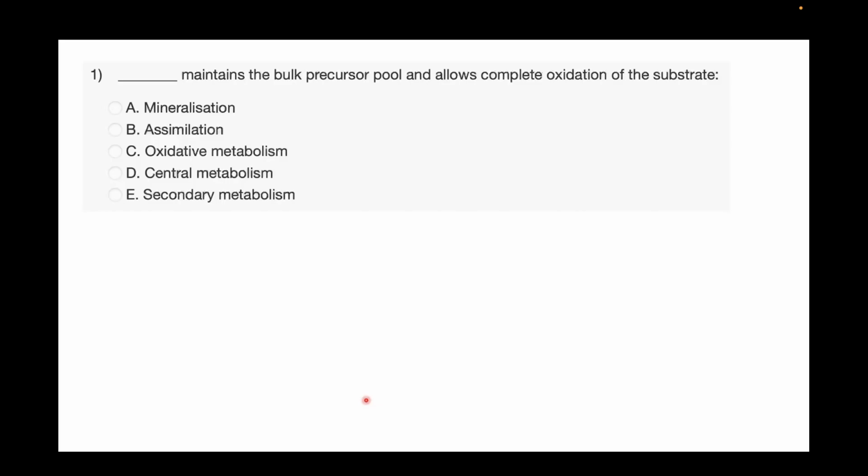Okay, I think it's time for coming back to this question to find out what is the correct answer. Let us check the chat box for what are the answers students have posted. Ashwini says option D. Okay. So the question is, which of these processes maintains the bulk precursor and allows complete oxidation of the substrate? Correct answer is Ashwini's option, which is option D, central metabolism. Central metabolism maintains the precursor pool and also is involved in complete oxidation of the substrate.